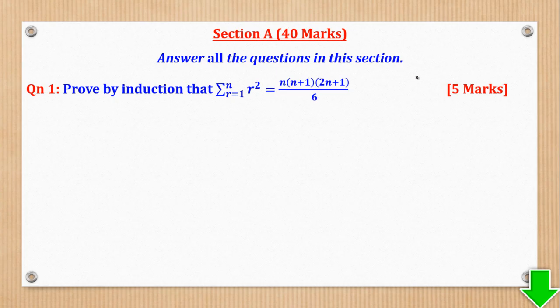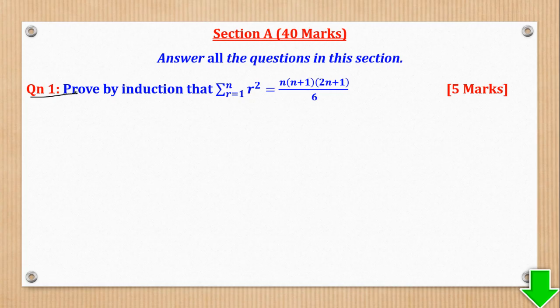Okay, so a standard paper has 2 sections. Section A has 8 questions, each carrying 5 marks, and all are compulsory. Section B has 8 questions, each carrying 12 marks, and a student is meant to attempt any 5. Because this is revision, we shall attempt all the questions in the paper.